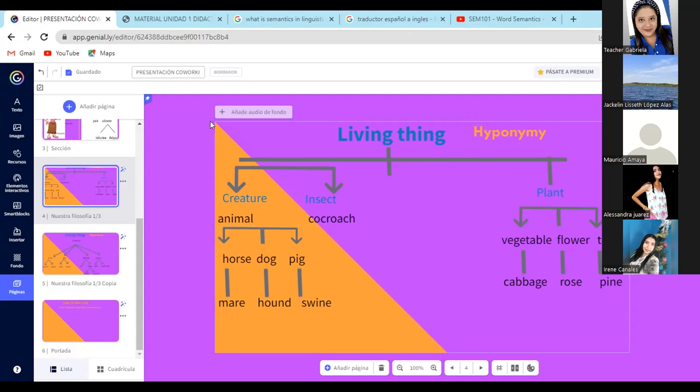Mauri, did you finish? Yes, right now. In living things, for the animals I put fish, aquatic; bird, feather; cat, feline; insect, mantis, small. And in the part of vegetables, flower and tree, I put carrot, heart; sunflower, beauty; and oak, tall. Okay, it is okay.